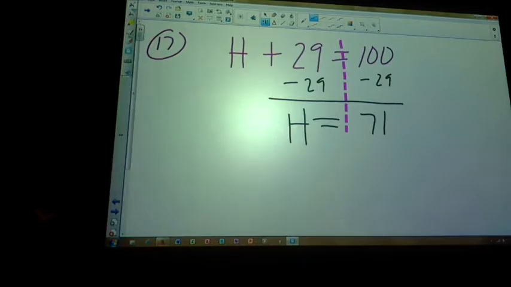Could you do 100 minus 29? Absolutely, to get X or H. I just made it H. You can make it X. You can make it some Greek letter. Make it an emoji.